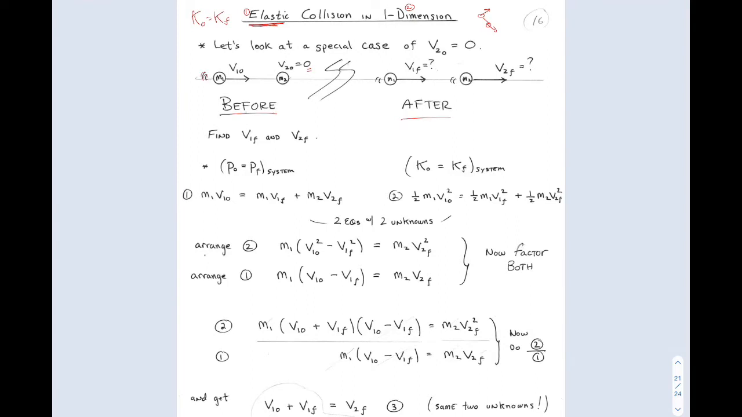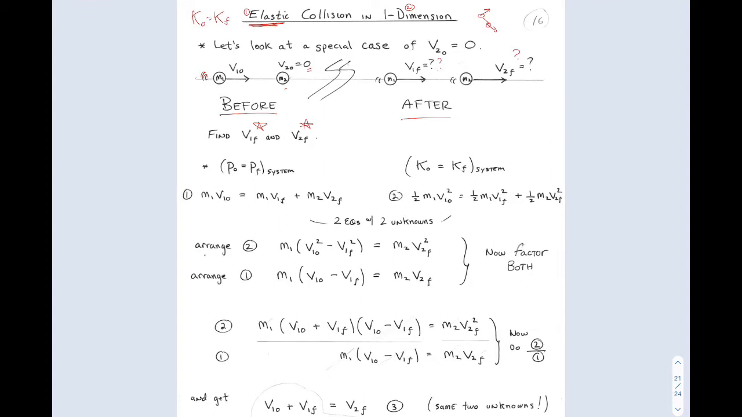So here's my before picture, here's my after picture. Number 1 comes in, number 2 is at rest, the masses are different, and so they're both going to move. Number 2 is always going to move. If M1 is bigger than M2, M1 will move to the right. If M1 is smaller than M2, it's going to bounce backwards. If you did this as an experiment, you would know the masses and the initial speeds. I want to find V1 final and V2 final. Those are my two unknowns.